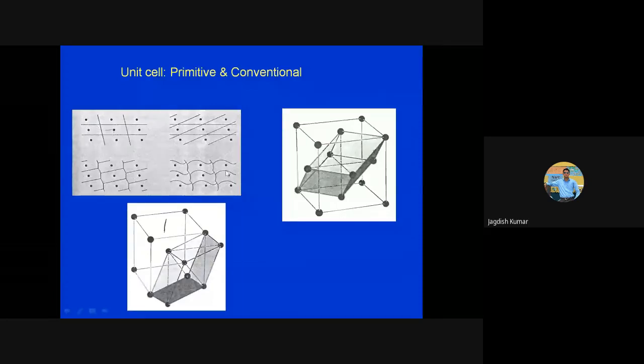And similarly, this figure shows the face-centered cubic lattice. The cube part shows the conventional cell, and this shaded region in the center shows the corresponding primitive cell. So you can see that in the primitive cell, the lattice vectors are not at all perpendicular to each other, and the primitive cell effectively contains only one lattice point in the one unit cell. This we already have done.